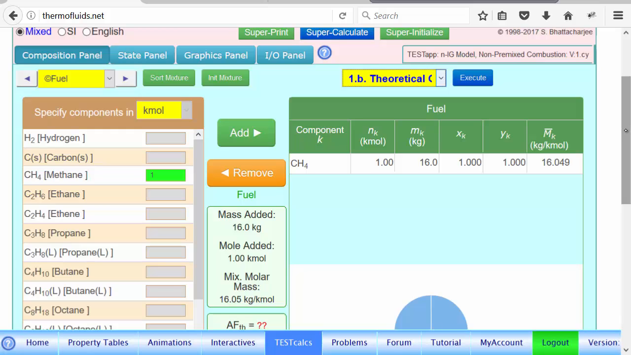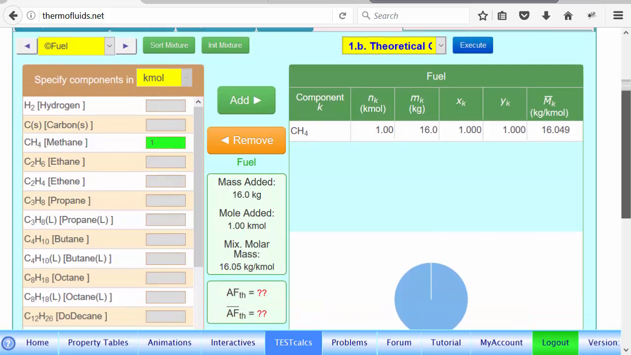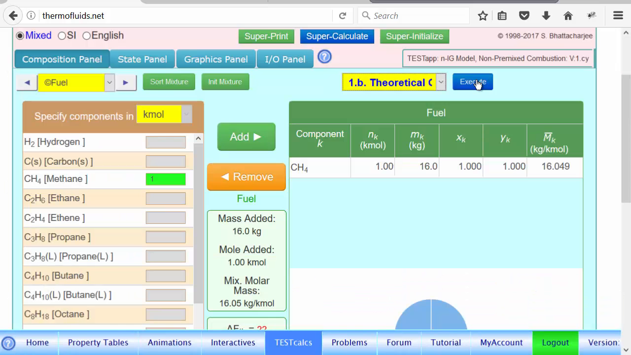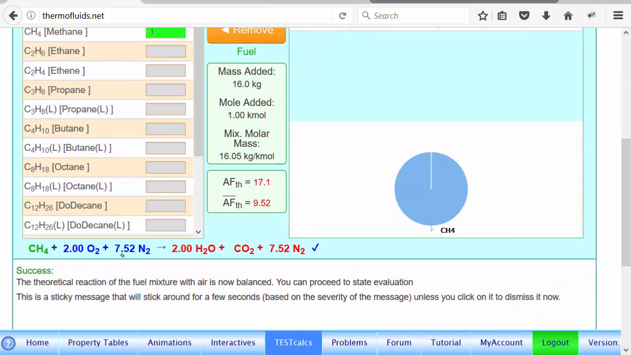That means methane and oxidizer will produce only CO2, carbon fully oxidized, and H2O. So once we click the execute button, the reaction is completely balanced. You can see here there is no excess oxygen left. That's why it's called complete combustion, because C became CO2, H became H2O, and no excess oxygen. That's the definition of a theoretical combustion.